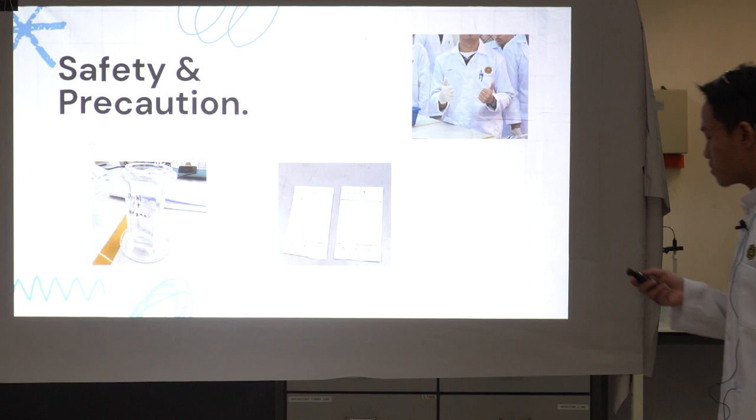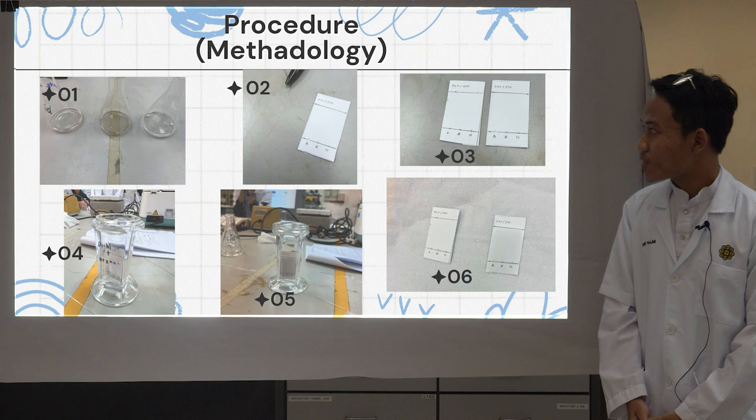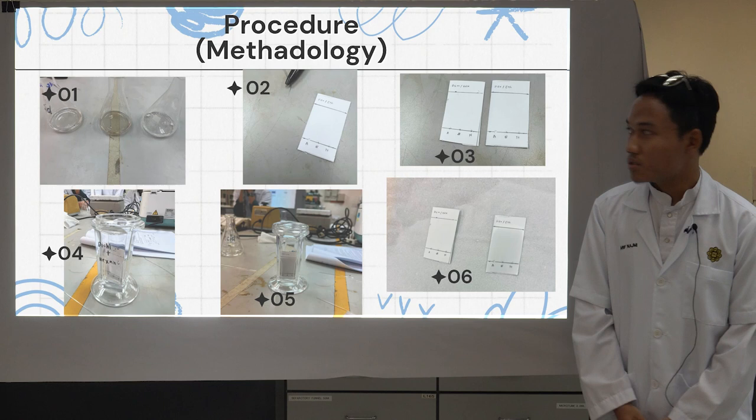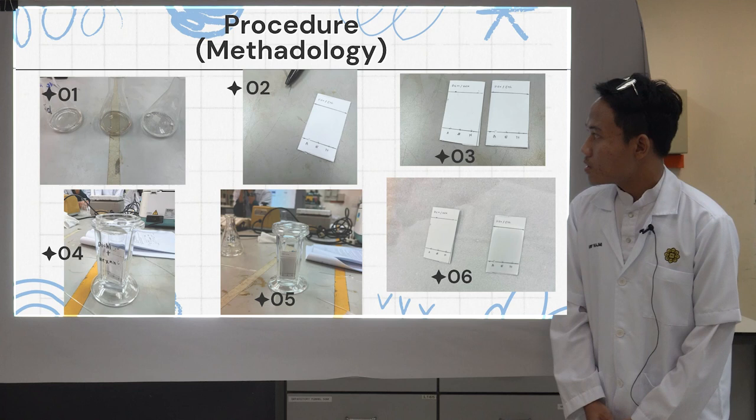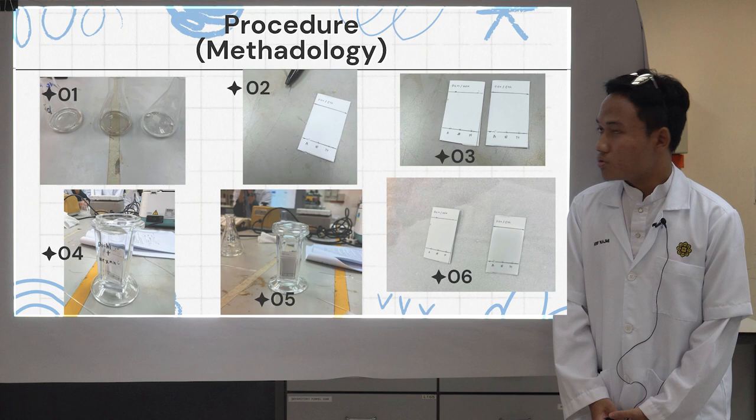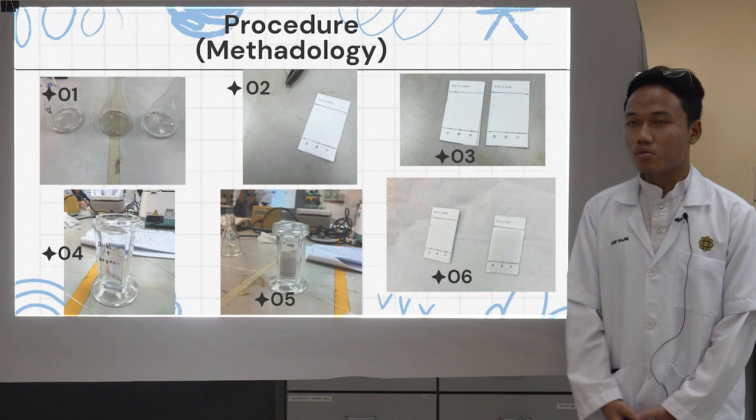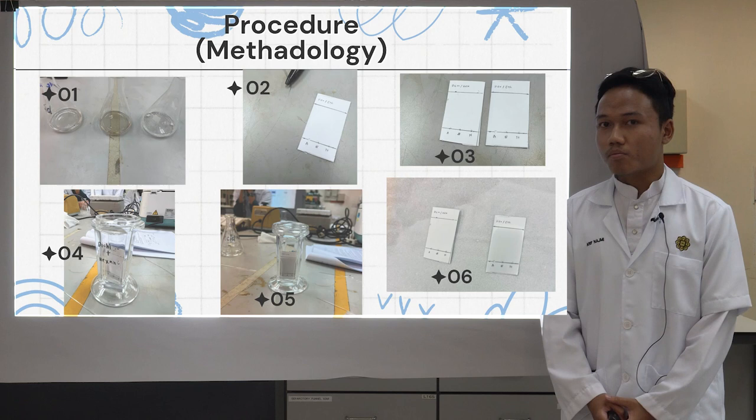Assalamualaikum warahmatullahi wabarakatuh. Now I will explain the procedure, which is the scientific term for methodology. Firstly, there are three compounds. First is acid; we use benzoic acid. Second, a neutral compound; we use a couple compound. And the third is a base compound, which is p-chloroaniline.